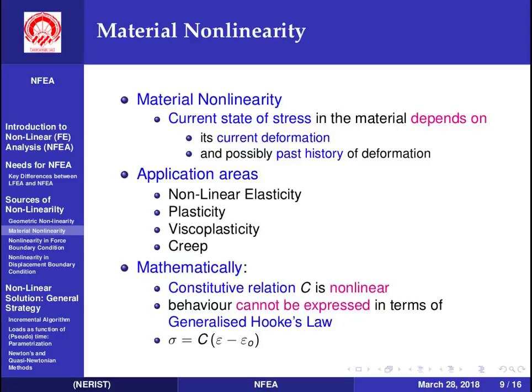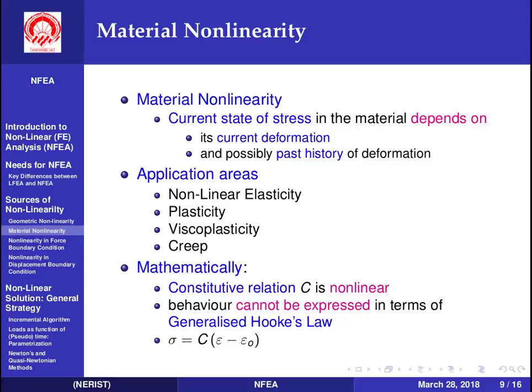Next is our material nonlinearity. In material nonlinearity, the material response is such that the stress strain curve is nonlinear, and therefore the current state of stress in the material depends on the current deformation, and also in most of the cases it depends on the past history of deformation. And when we need to deal with materials like soil, our problem will be a materially nonlinear problem.